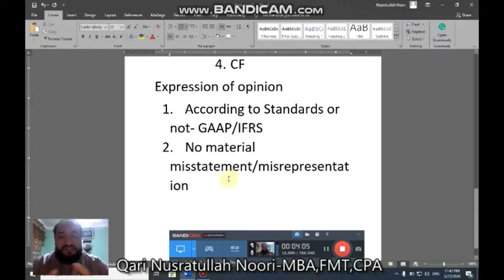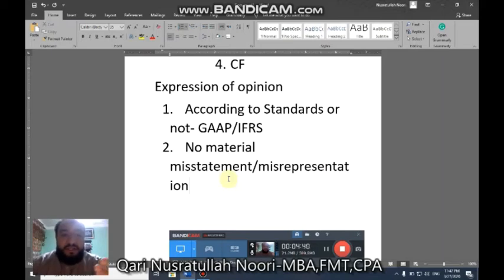Right? For example, a transaction, the document proves that the value of this transaction is 10,000, but the auditor, the accountant has reported 1,00,000. It has been increased. So this is called misrepresentation. For example, in order to deceive people, the finance manager has over-reported the revenue and under-reported the expenses, and at the end there is more net profit.